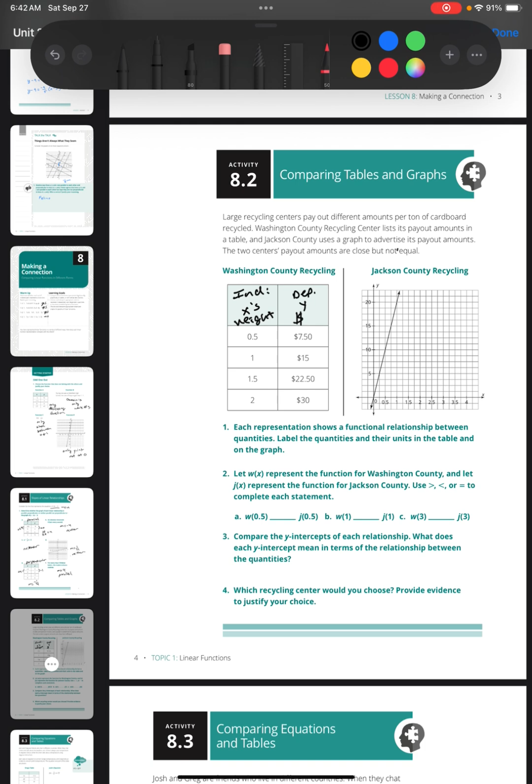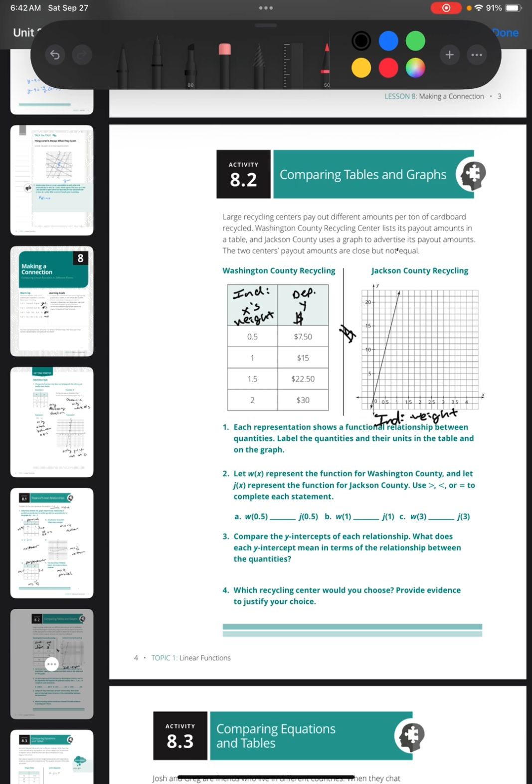Okay, very similar to the graph. The x column or the x-axis is our weight. It's our independent variable, just like the other table was. And then our y column, again, is our payouts. Again, I'm just going to put a money sign for our payouts here.